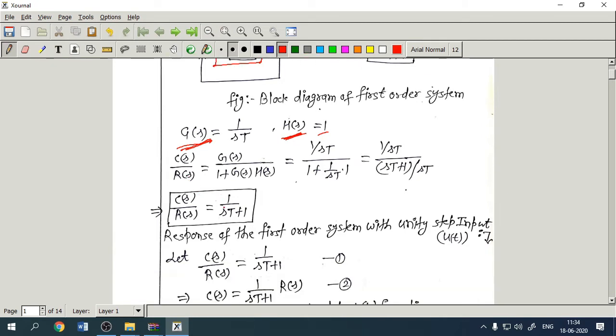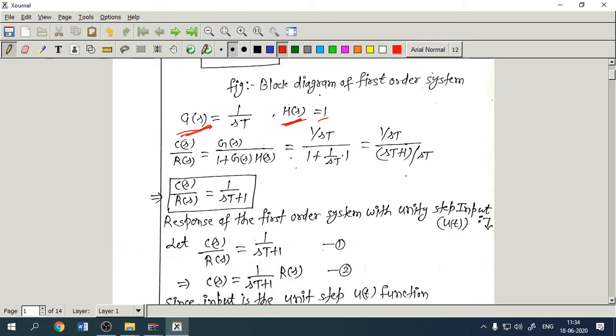Then the closed loop transfer function is given by G(s) upon 1 plus G(s)H(s). Now we'll put G(s) and H(s), that means 1 by sT divided by 1 plus 1 by sT into 1. Now we'll solve this: the LCM is sT upon sT plus 1, and now we cancel the sT and sT. We will find C(s) upon R(s) is equal to 1 upon sT plus 1. This is the closed loop transfer function of the first order system, right?